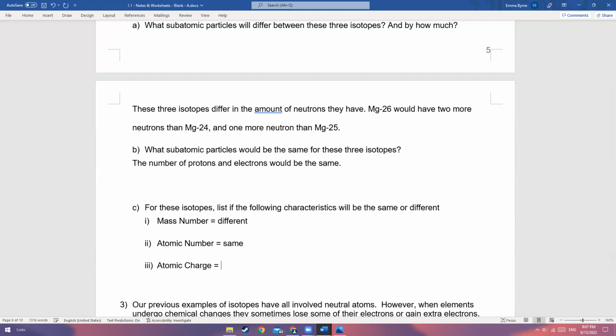The atomic charge. So we stated in the above answer that the number of protons and electrons would be the same for these three isotopes. Which one is dealing with charge? That would be electrons. Electrons determine if there's a positive or negative charge. So because we say they have the same number of electrons, we're saying that the atomic charge is the same.